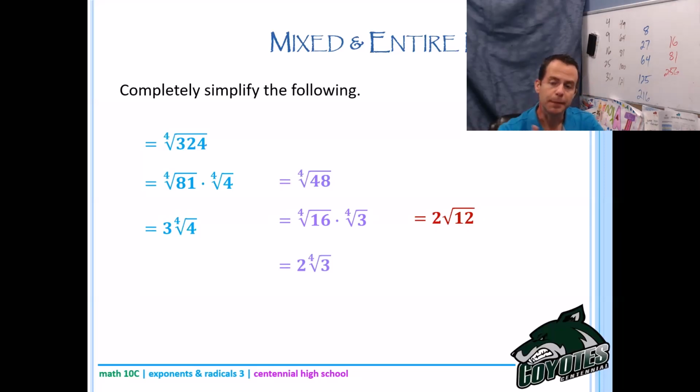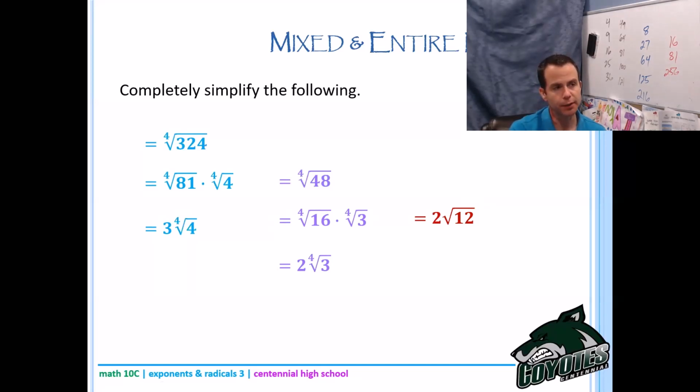Now, be careful with this last guy. Lots of us get tunnel vision and we see, oh, there's already a 2 out there. They must want me to bring the 2 in. No, no, no. Remember, this says simplify. If you're simplifying, you are trying to make the radicand as small as possible. So the 2 is just kind of along for the ride.